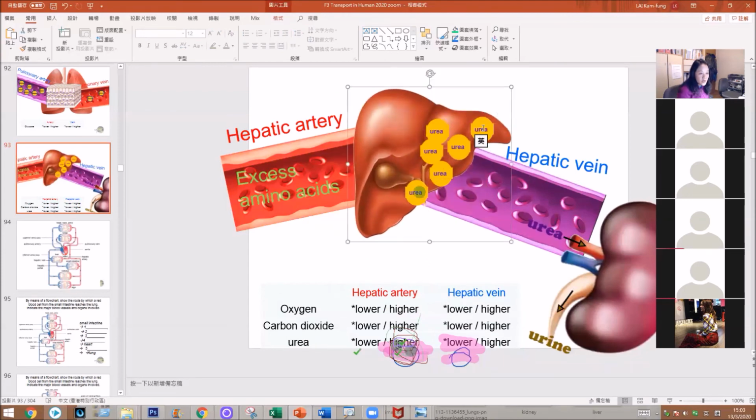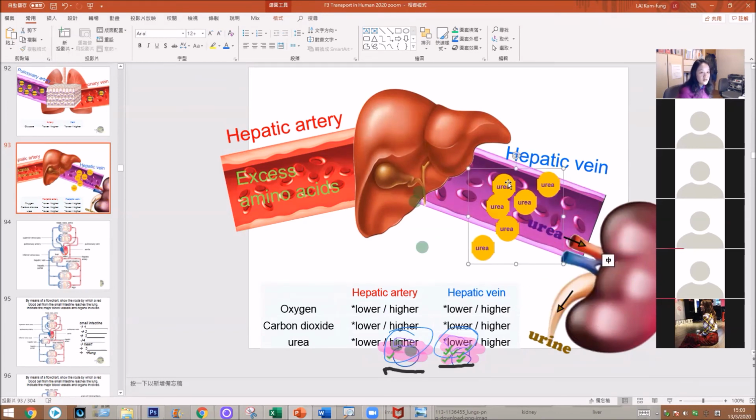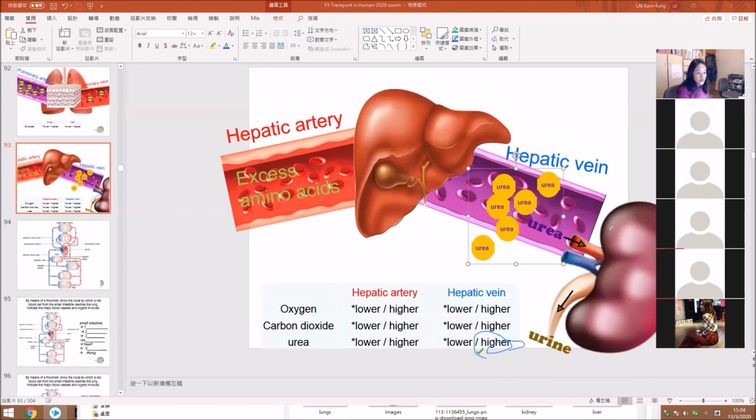Then they will be removed and passed to the kidney, and the kidney will turn them into urine. So in this case, which part will have more urea, artery or vein? Which part has more urea? Okay, the vein has a high urea level, and the artery a lower urea level.